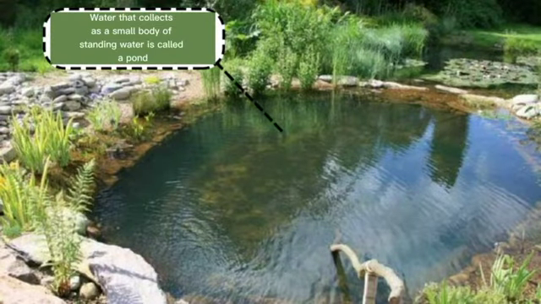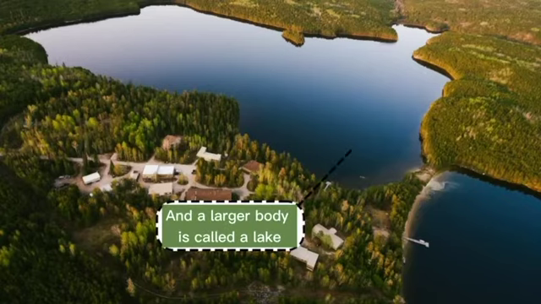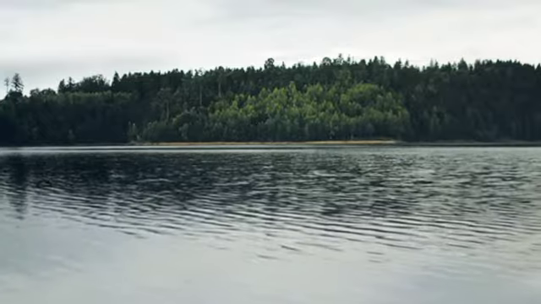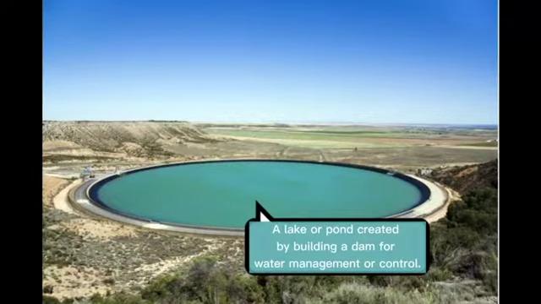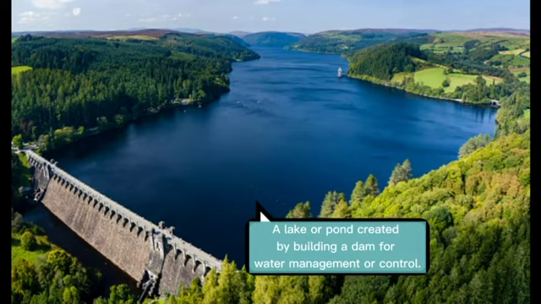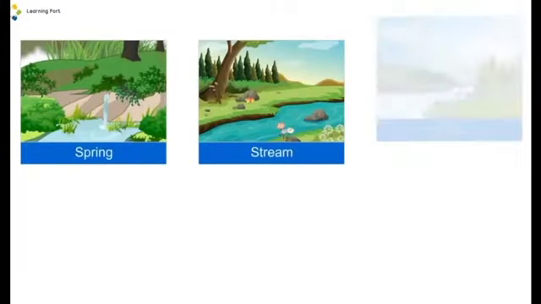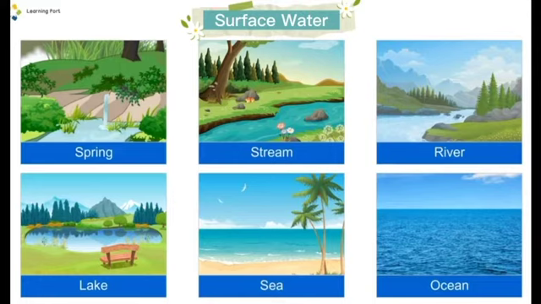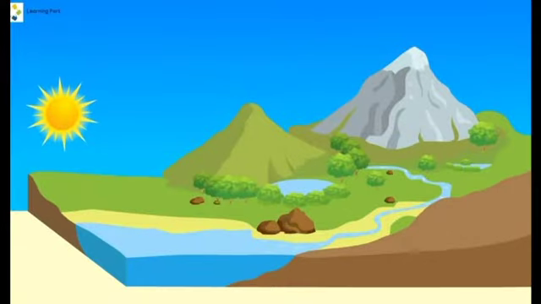Water that collects as a small body of standing water is called a pond, and a larger body is called a lake. A reservoir is a natural pond, a natural lake, or a lake or pond created by building a dam for water management or control. The water of streams, ponds, lakes, and reservoirs is collectively called surface water.